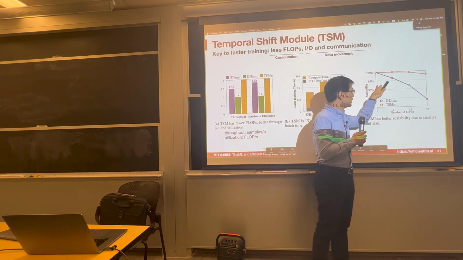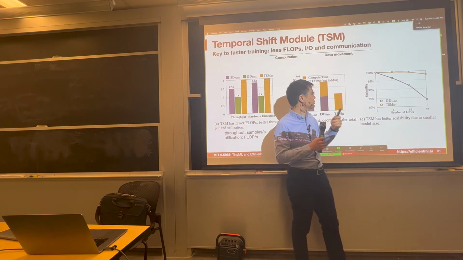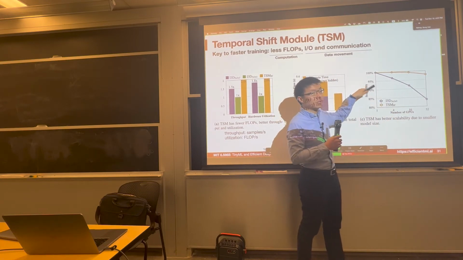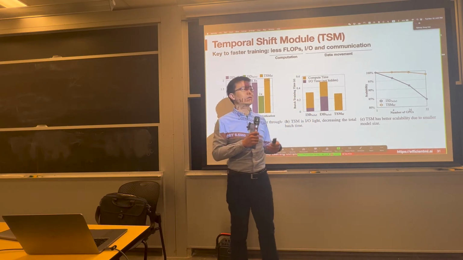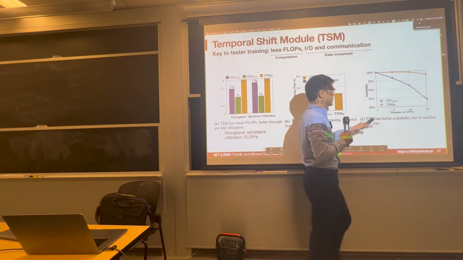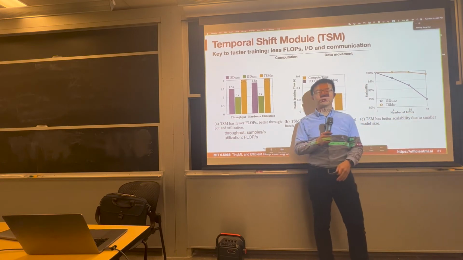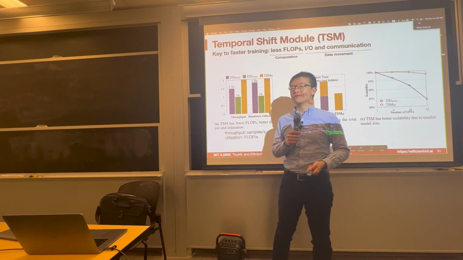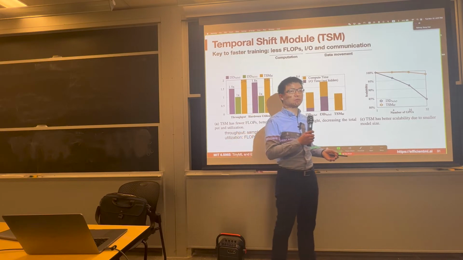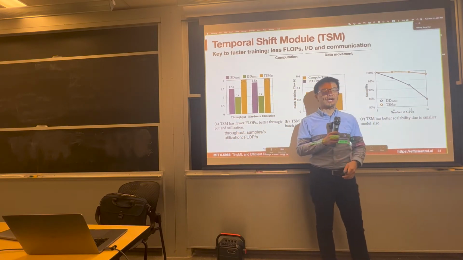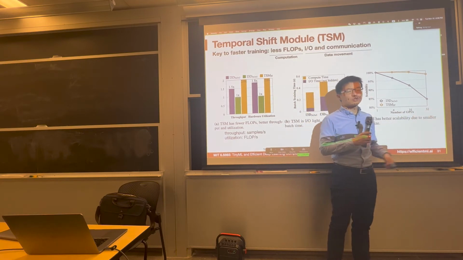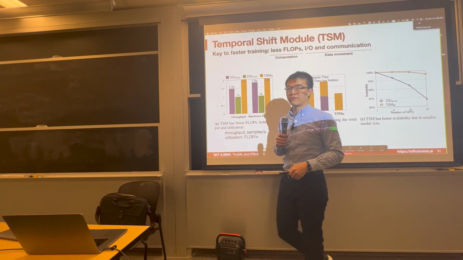This is showing the scalability as we are increasing the number of GPUs. Okay, the scalability is defined as the actual speedup divided by the theoretical speedup. For example, when we have 32 GPUs, the theoretical speedup compared with one GPU is 32. And here we have like 85% utilization, indicating that the actual speedup is 32 times 85%.